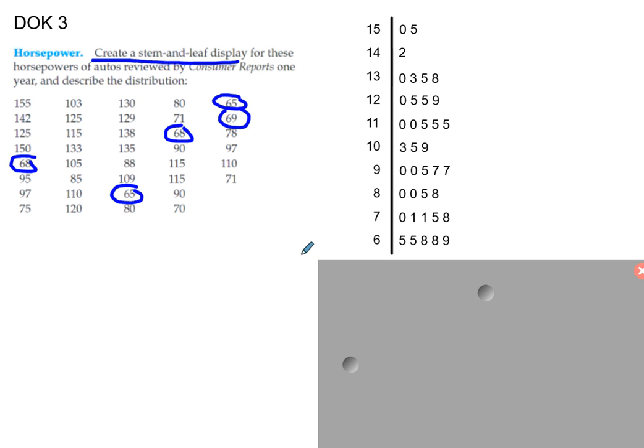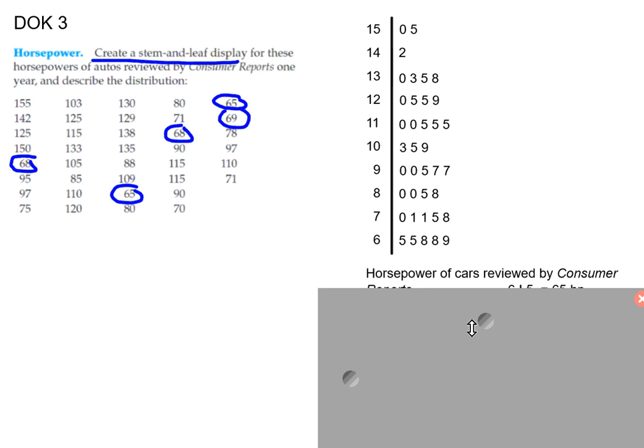Right? You don't want to forget the title, and be as specific as you can. This is the horsepower of cars reviewed by Consumer Reports. And include the key. It doesn't matter which value you pick. You could pick any of them. I just happen to pick the low one, or one of the low ones. But just so people know from looking at it what they're looking at.